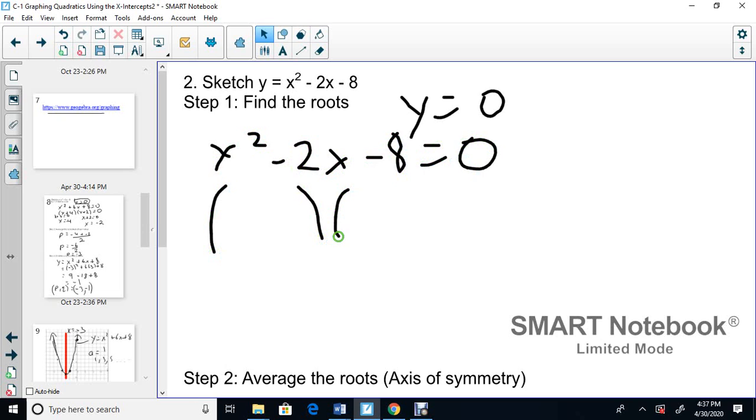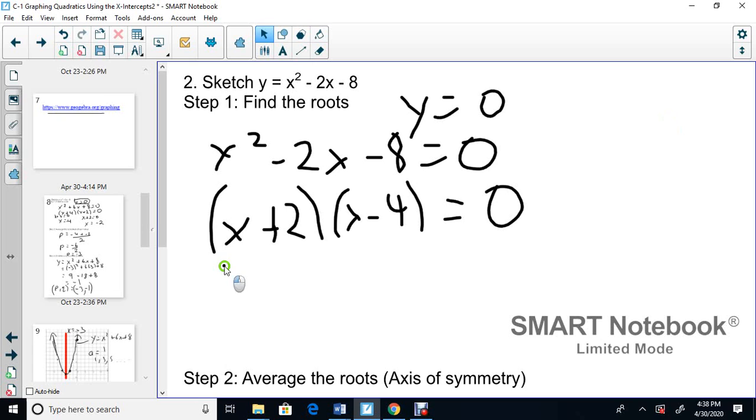We're going to set up our two brackets, make them equal to 0, and we have to put the x and the x. We'll use the first method, sum and product. We're going to find two numbers that multiply to give you negative 8 and add to give you negative 2. So we'll go plus 2 and minus 4. 2 times negative 4 is negative 8, and 2 plus negative 4 is negative 2.